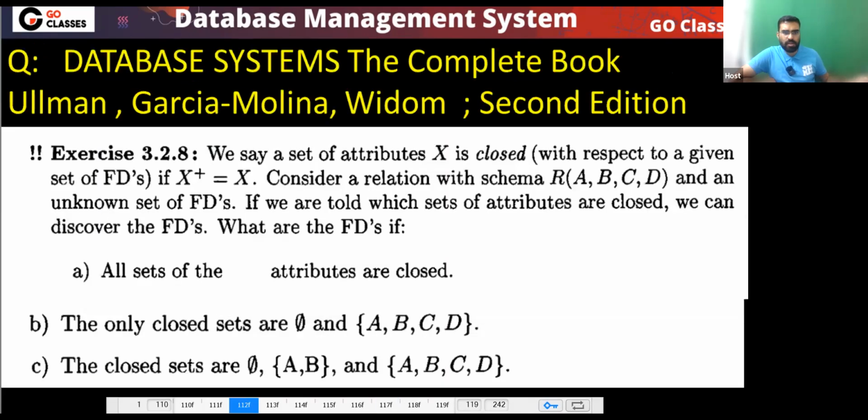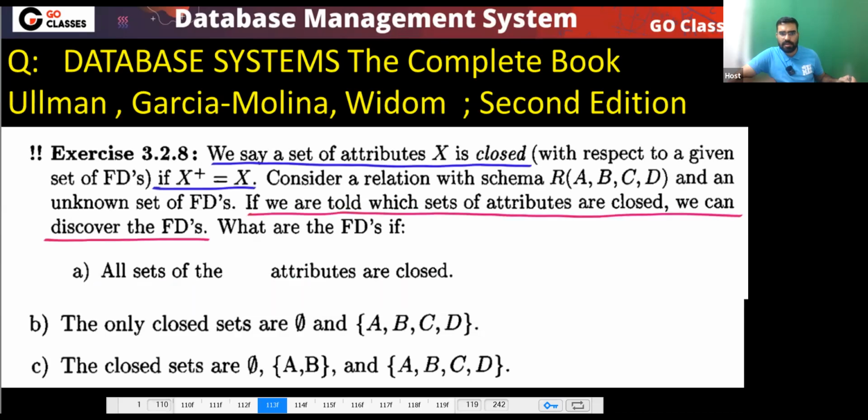Read the question carefully. Is there any difference between the set of all attributes being closed and all sets of attributes being closed? The question is saying all sets of attributes are closed, meaning all sets that you can create. Read the question carefully.